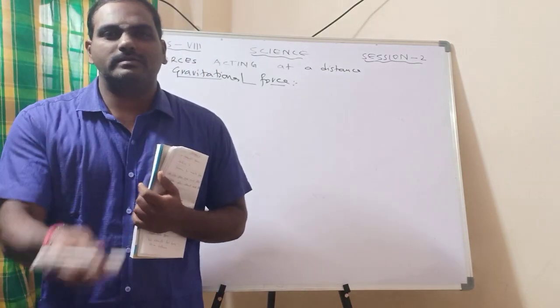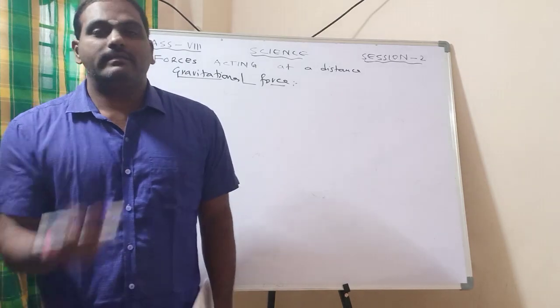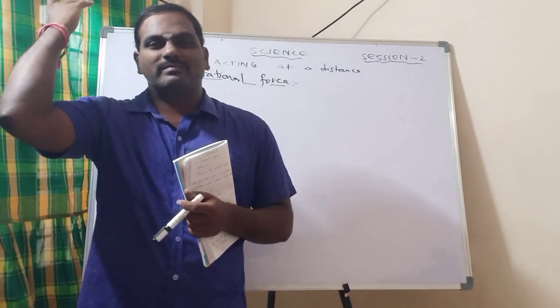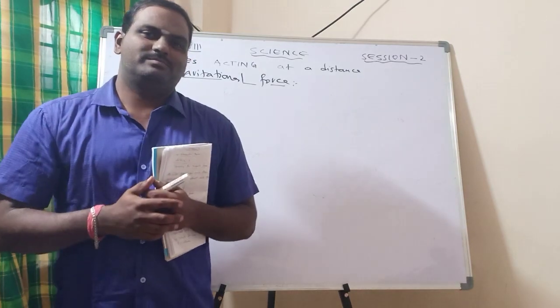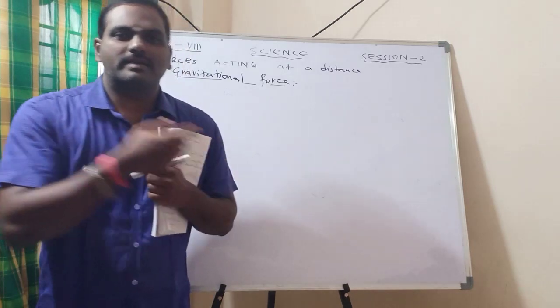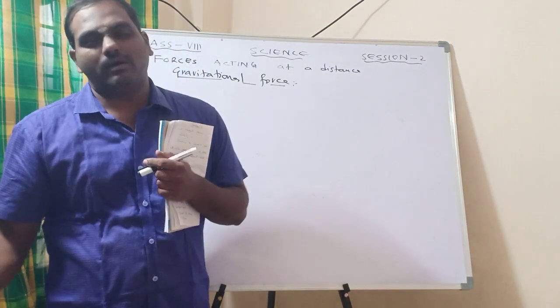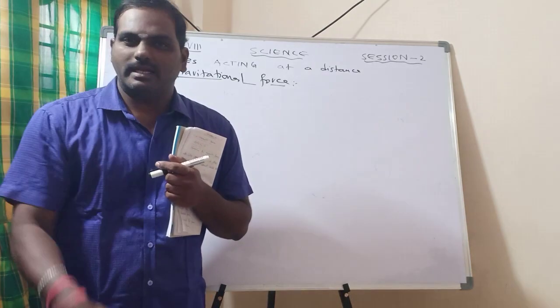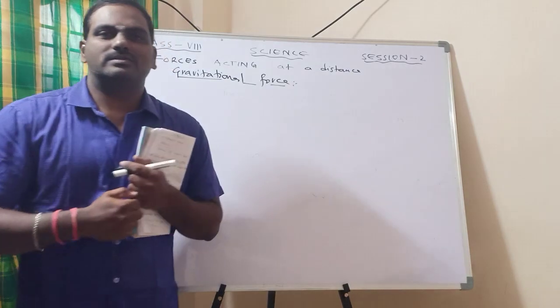What is the gravitational force? If you throw a pen or a ball or anything, what happens? Will it go up and stay? No, it will not. It will come down, because of Earth's gravitational force. Earth is like a big magnet. Whenever you throw a ball or any object upward, automatically it will come down. So that is gravitational force, right?